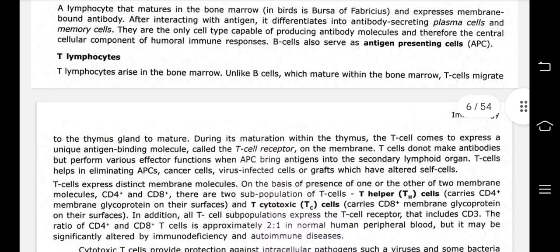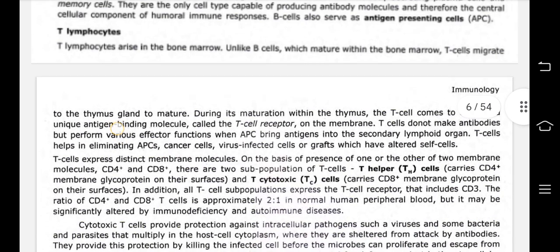Then T lymphocytes. T lymphocytes arise in the bone marrow. Unlike B cells, which mature within the bone marrow, T cells migrate to the thymus gland to mature. During this maturation within the thymus, the T cell comes to express a unique antigen binding molecule called the T cell receptor on the membrane. T cells do not make antibodies but perform various effector functions when APCs bring antigens into the secondary lymphoid organ. T cells help in eliminating APCs, cancer cells, virus-infected cells, or grafts which have altered cells.